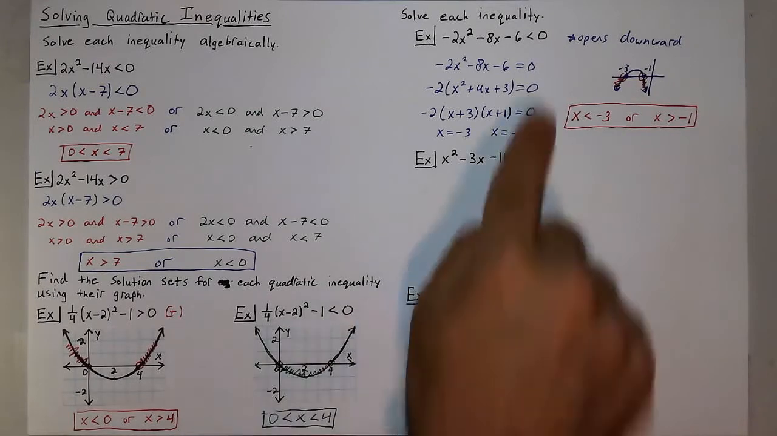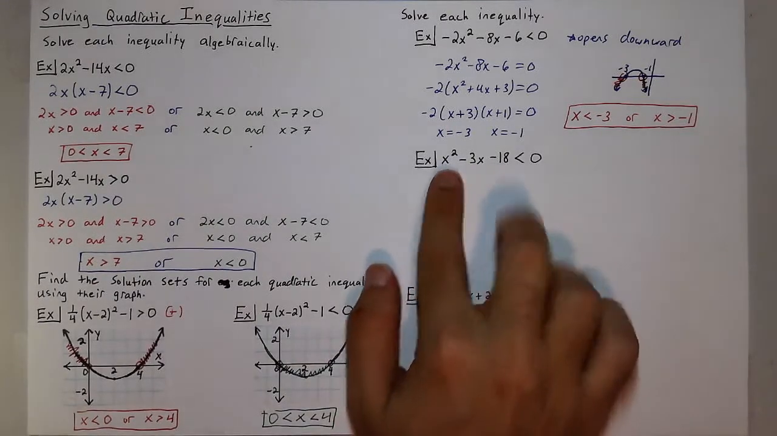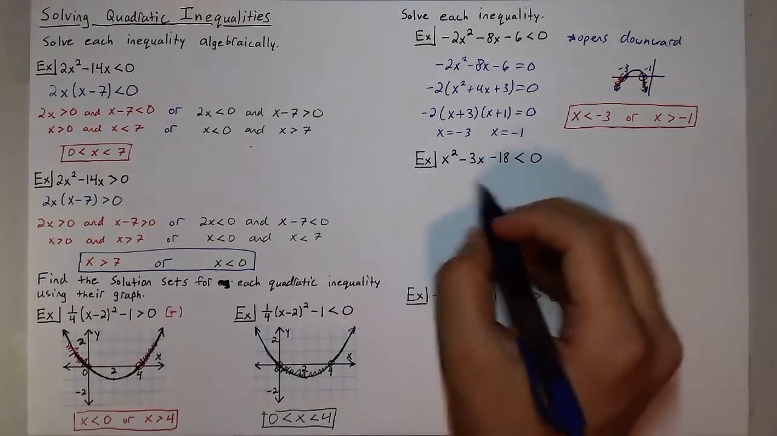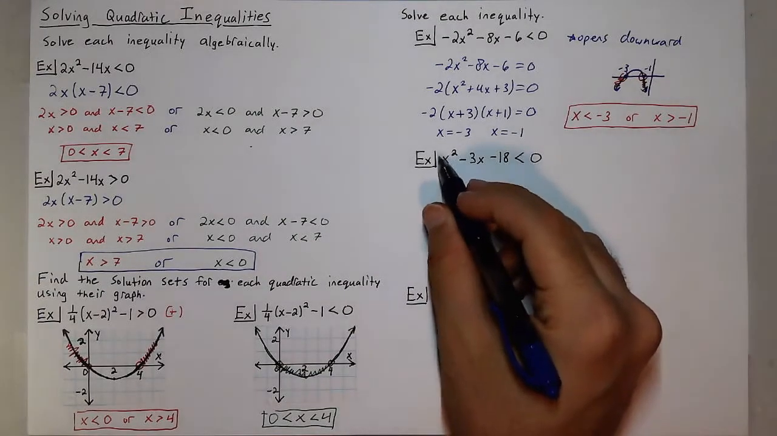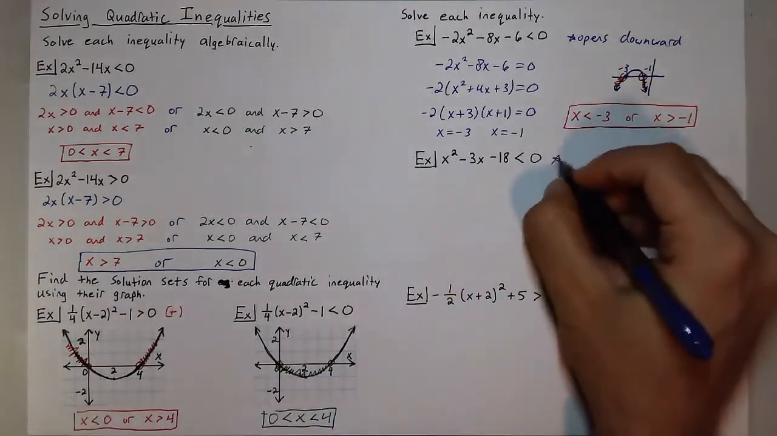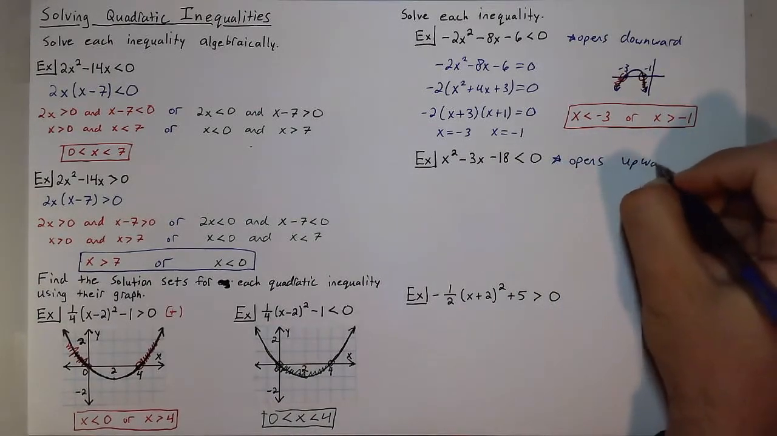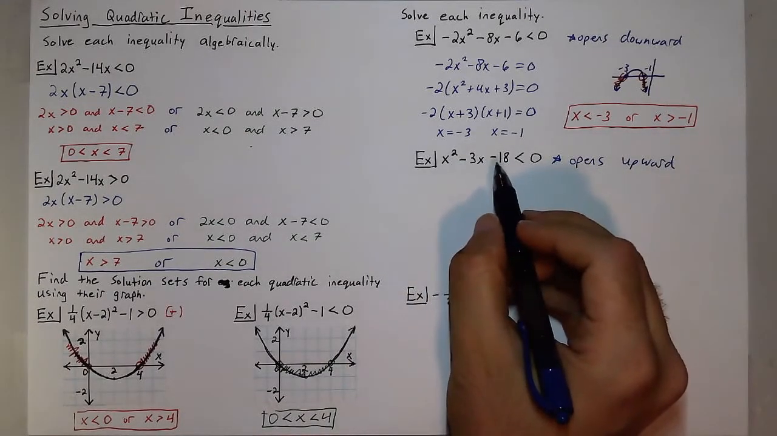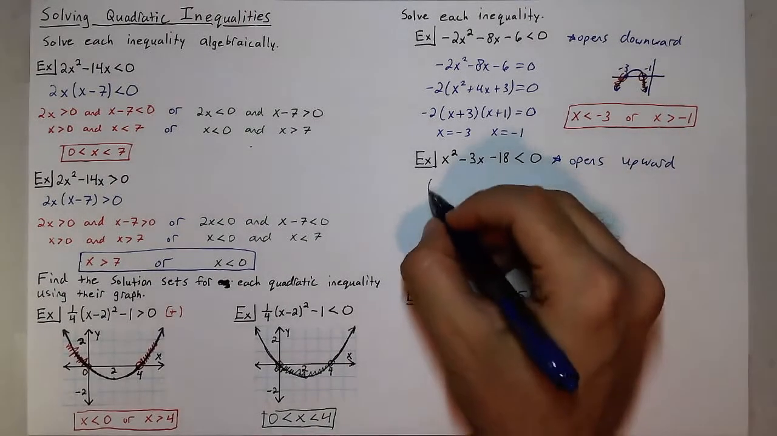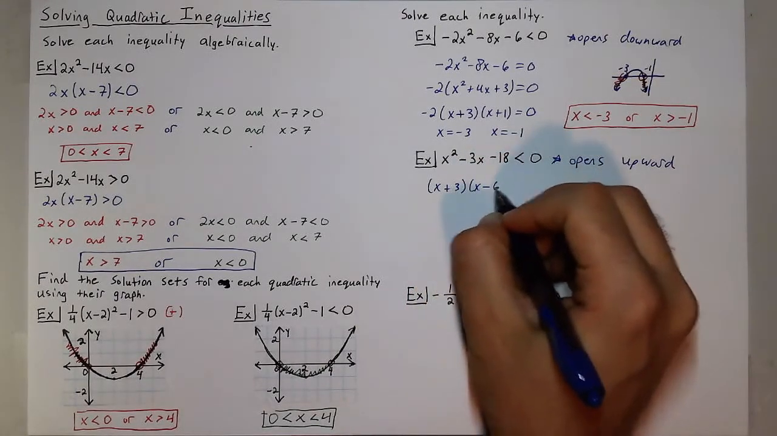So now I can use that factoring technique and more quickly get to my answer once it's factored. So let's try that again. So here we have x squared minus 3x minus 18. It's a positive coefficient in front of x squared, so that opens upward. And if I factor this, I need two numbers that multiply to -18 but add to -3. That would be +3 and -6.